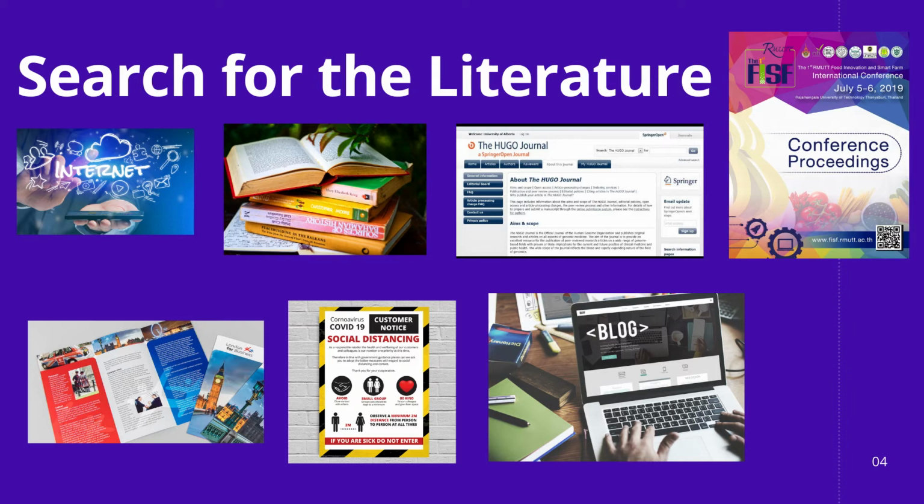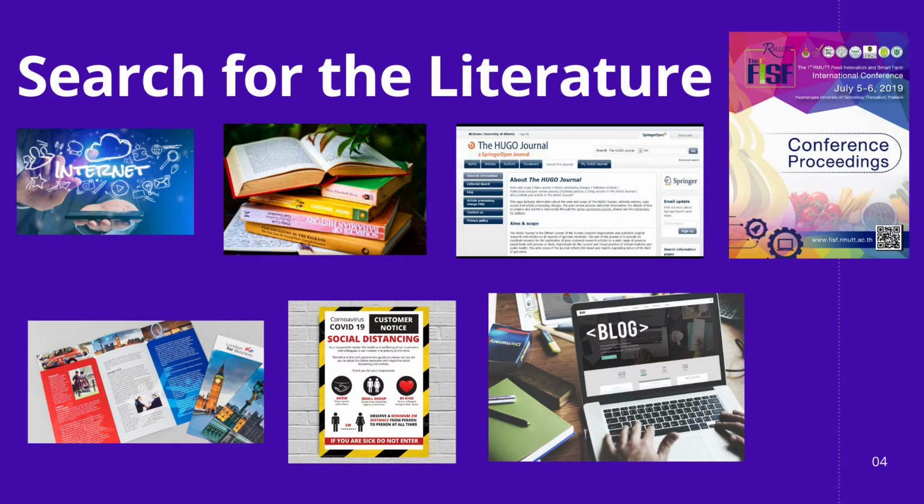Step 1 is to search for the literature. There are many sources of information available, such as the internet, books, peer-reviewed articles in journals, publications, unpublished works like theses and dissertations, detailed and comprehensive accounts of a research work submitted for a higher degree at the university, conference proceedings or brief summaries of research work presented at conferences, leaflets, posters, blogs, and other library materials offline and online.